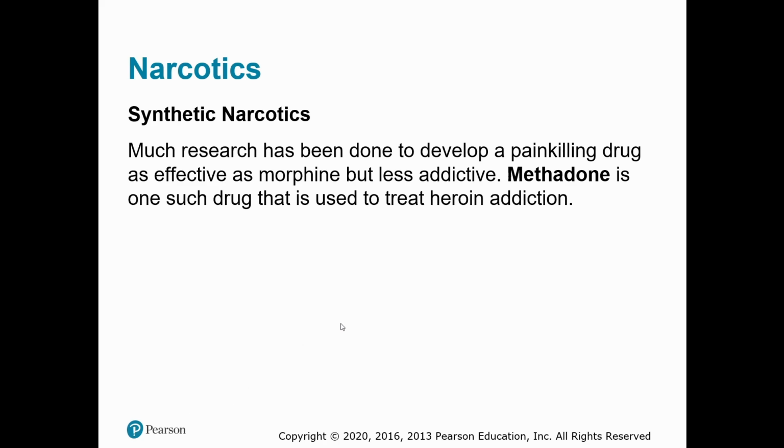The three natural products that we just discussed have only a small difference in their chemical structure. Chemists have been able to manipulate the chemical structure of many different molecules to form what's called synthetic narcotics. Methadone is one example of a synthetic narcotic that is used to treat heroin addiction.